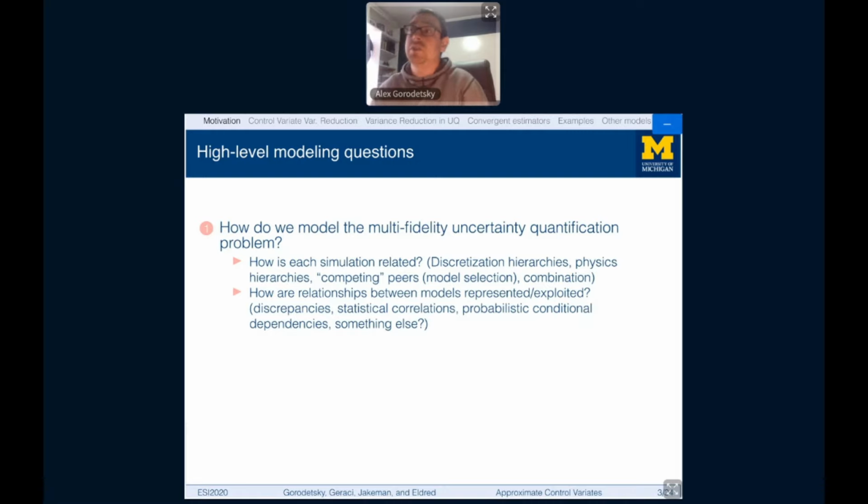Oftentimes, for instance, discretization hierarchies are encoded as discrepancies. Physics hierarchies are sometimes encoded through control variates, which is what I'll talk about now. That requires statistical correlations. There might be other ways to encode these representations, and then these other ways will yield different algorithms. However, it's not clear, is there a best practice of translating what we know about the multi-fidelity information sources into an encoding of their relationships?